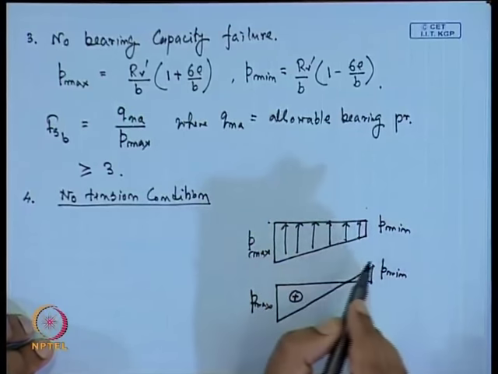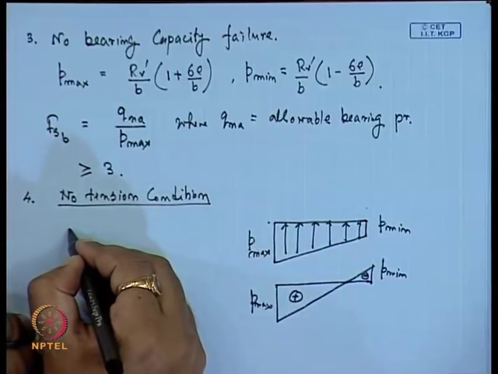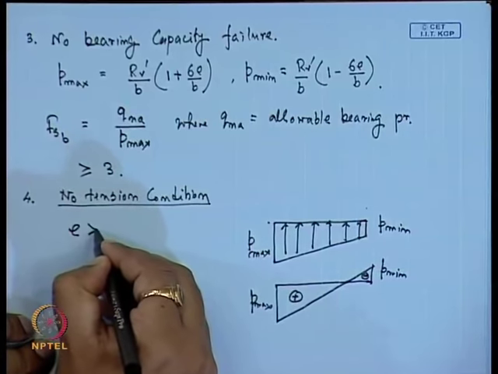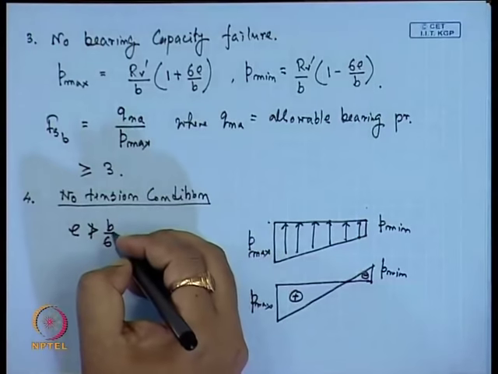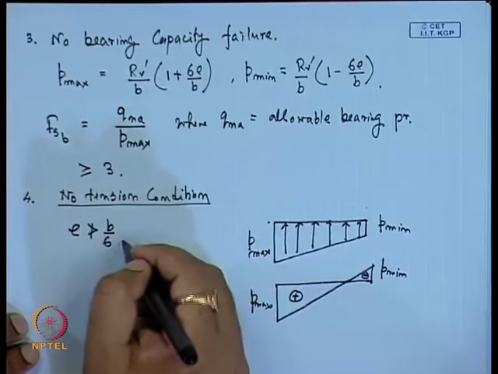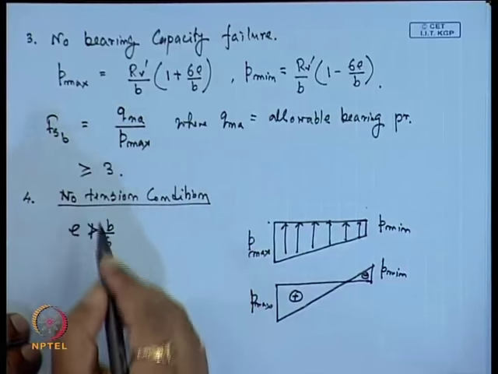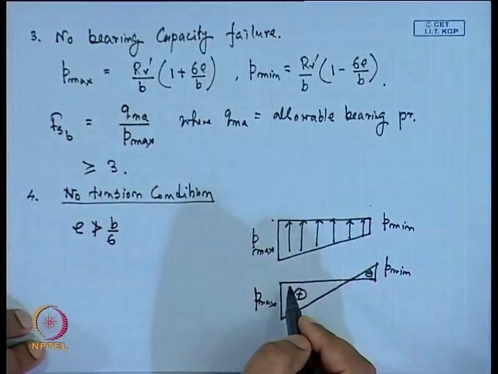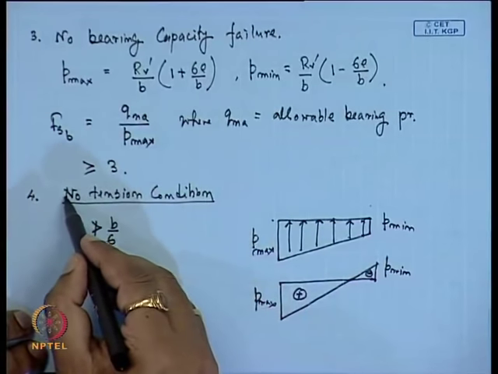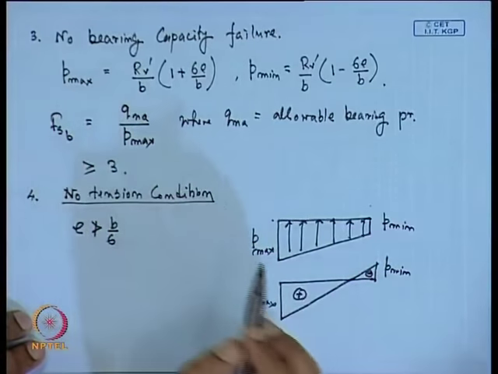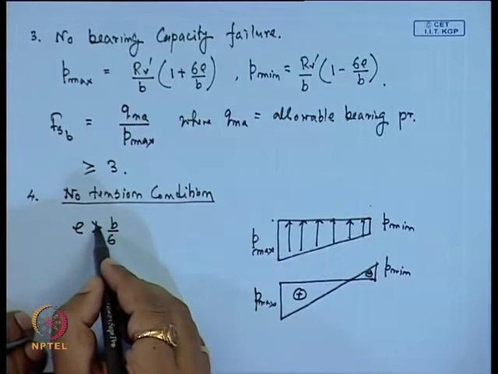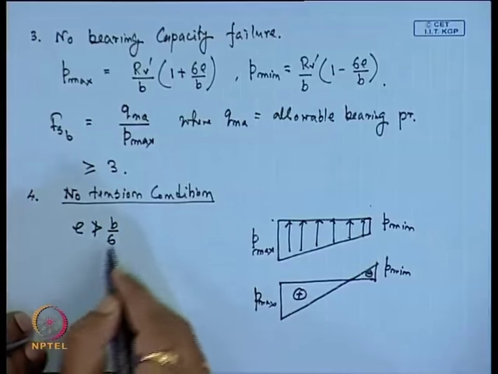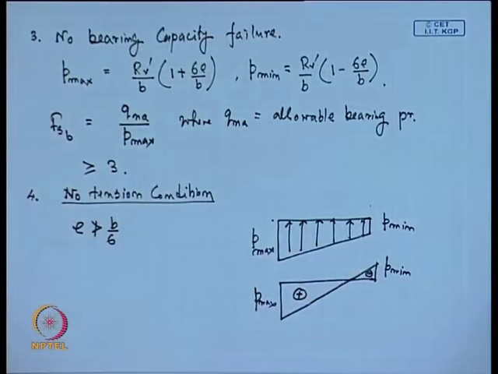And the no tension condition occurs if e is greater than or equal to B by 6. So, if e is less than B by 6, then we have to redesign the dimensions of the retaining wall to avoid the tension developed in the base of the retaining wall. So, for the no tension condition, this e should be greater than or equal to B by 6. So, these are the four checks we have to do during the design of the retaining wall.